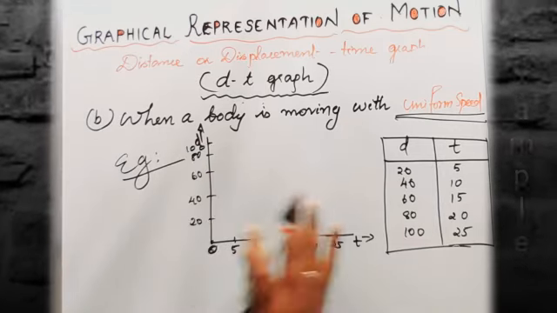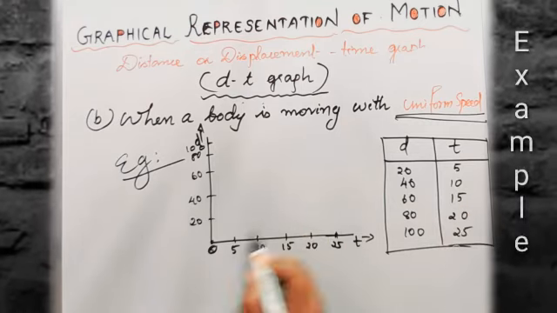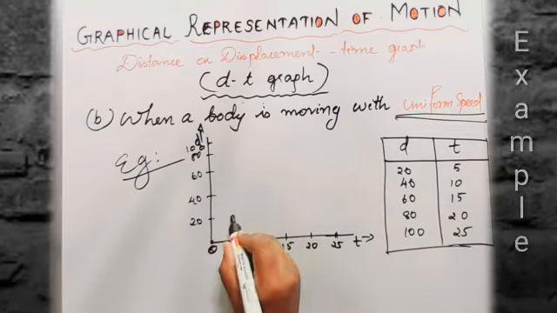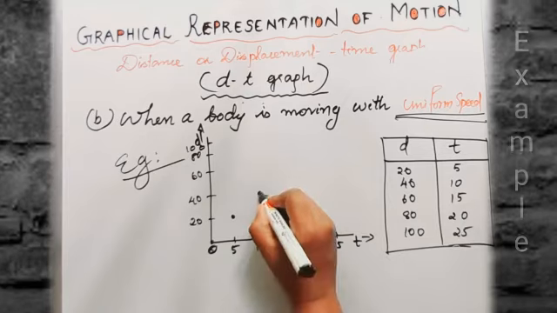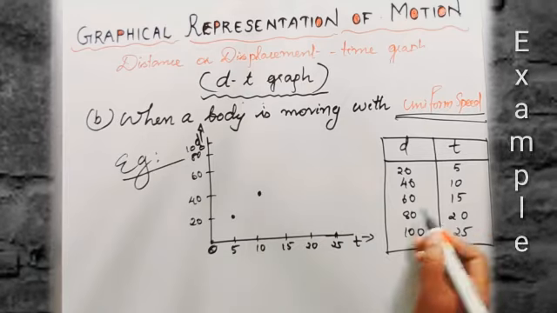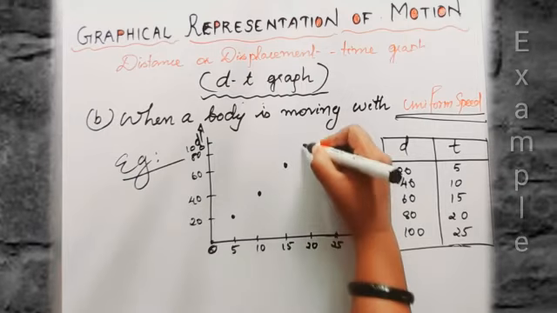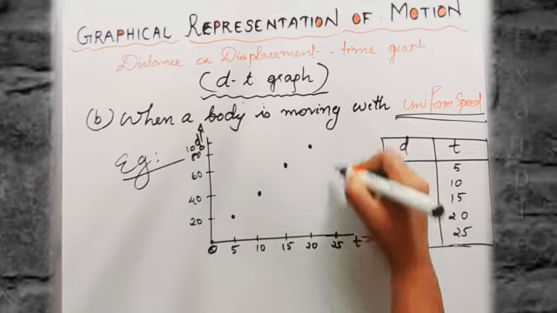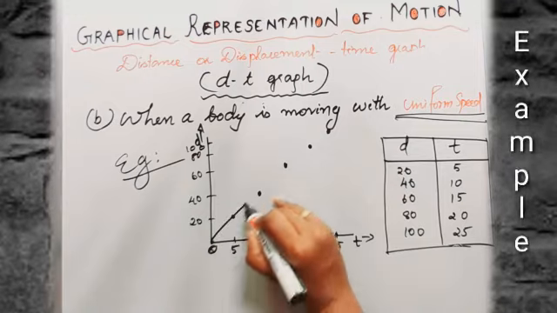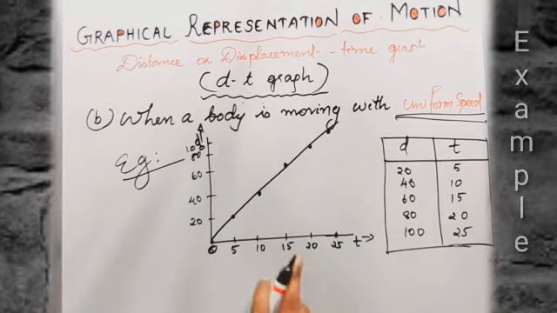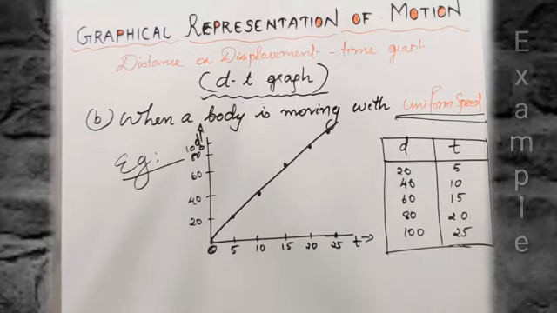Here, you all know how to draw the graph. In 5 seconds, it covers 20 meter distance. And in the next 10 seconds, 40 meter distance. Then 15 seconds, 60 meters. 20 seconds, 80 meters. 25 seconds, 100 meters it covers. So we will get a graph that is a straight line but not parallel to the time axis.